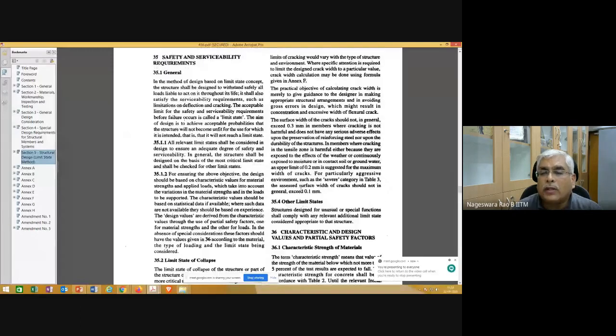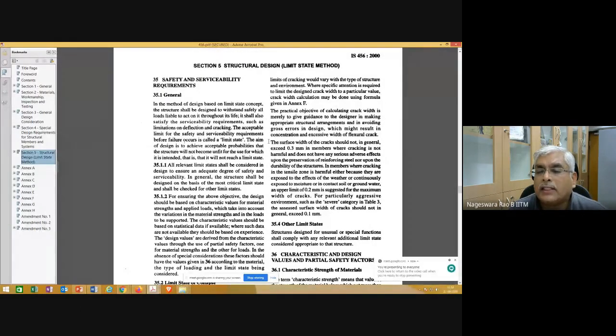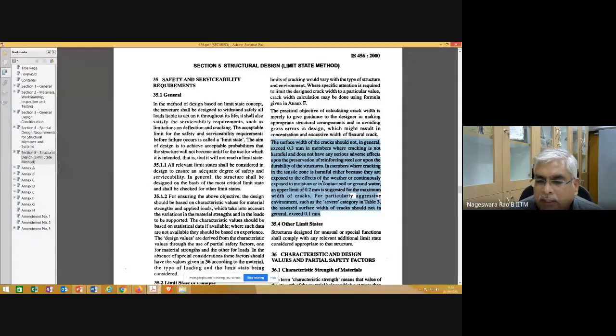Here, whatever Professor Amlan mentioned is all given here. Surface width of crack should not in general exceed 0.3 mm in members where cracking is not harmful. You can read this, okay? Finally, whatever crack width you are calculating, you compare with this.